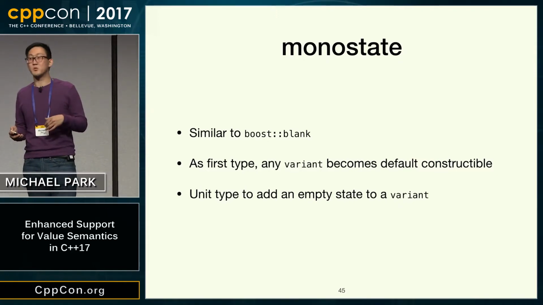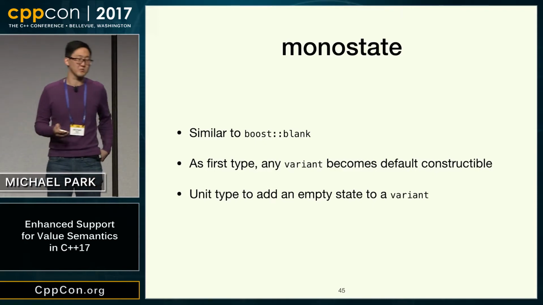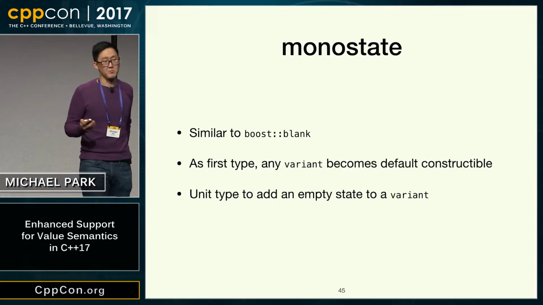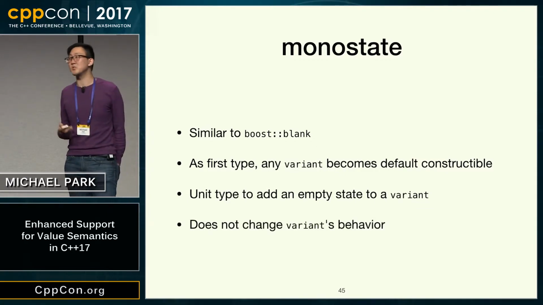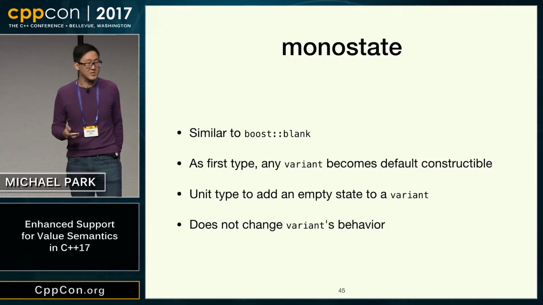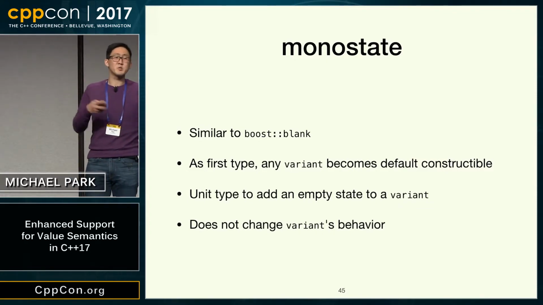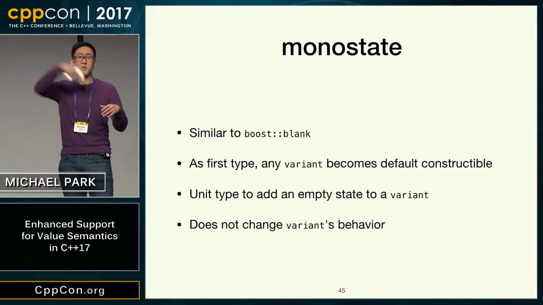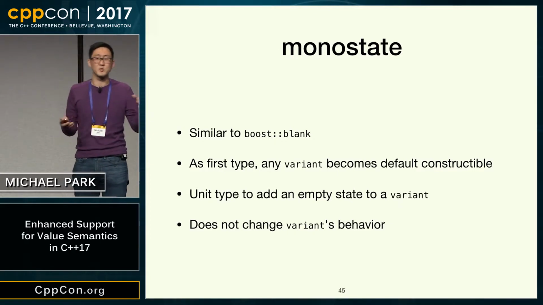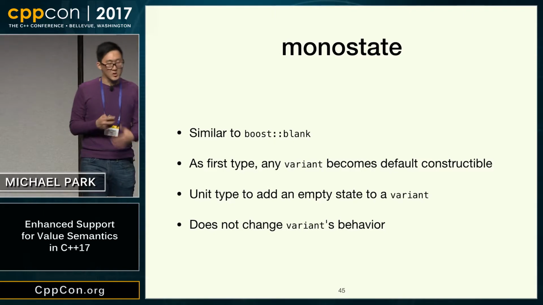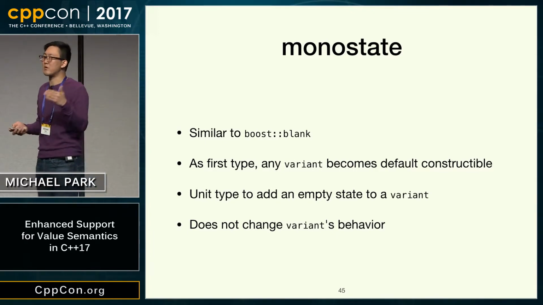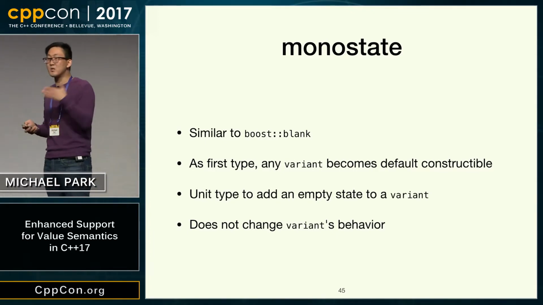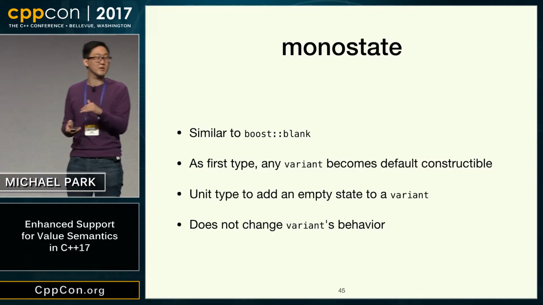And in this case, we want to explicitly add an empty state because we have some situation where it could be empty and it makes sense for our case. The existence of monostate doesn't change any behavior for variant. So it's not going to say, oh, you have a monostate, so when I throw an exception, I'll try to construct that monostate instead to give you some more deterministic behavior. There's no special casing for monostate whatsoever. Monostate just exists outside of variant. Well, it happens to live in the variant header for not a great reason, I think, but it has no association with the variant class itself.